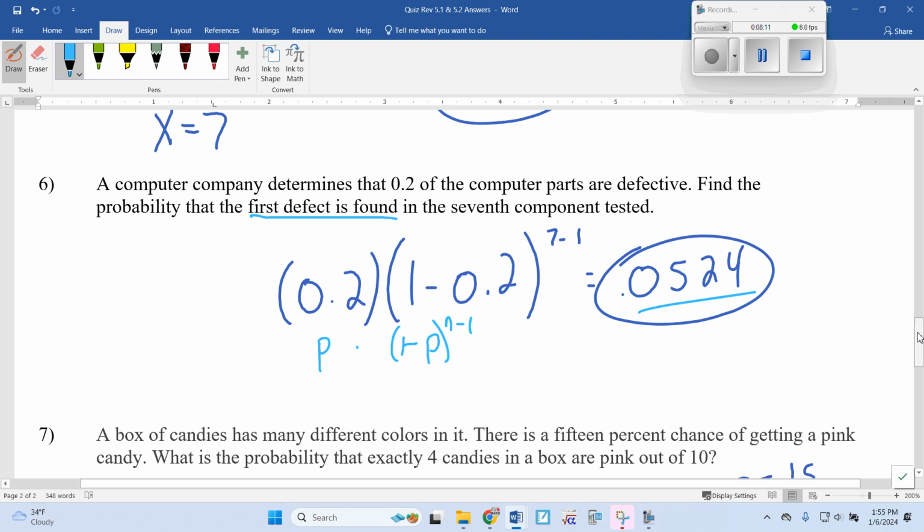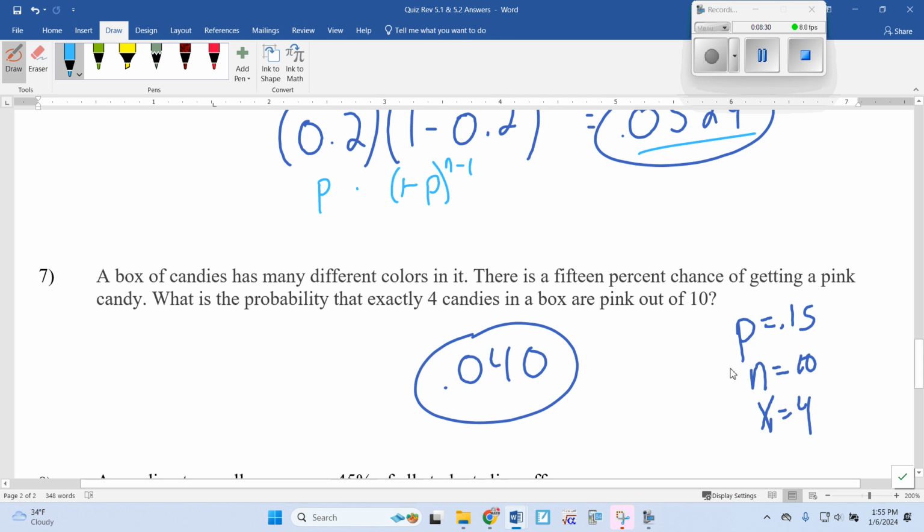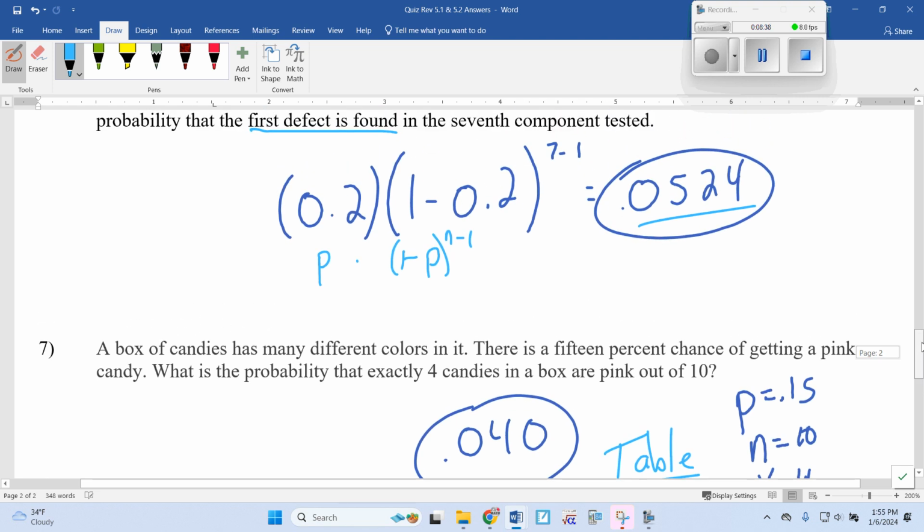A box of candy has many different colors in it. There is a 15% chance of getting a pink candy. What is the probability that exactly 4 candies in the box are pink out of 10? So are you looking for a first success? Nope. You want exactly 4, which tells us this is binomial. So once again, we're just looking this up in the table. So we're either binomial in the table or geometric in the formula.